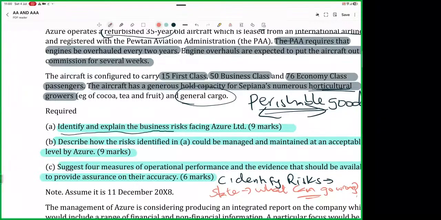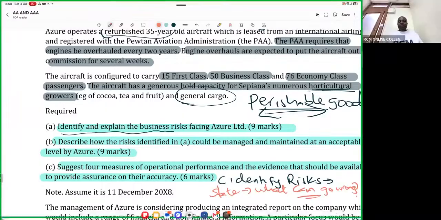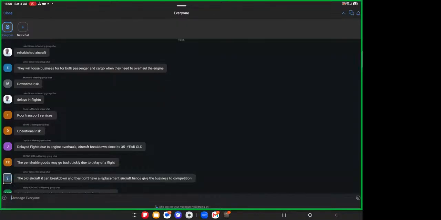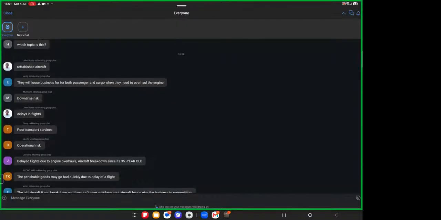Now they expect you, great student of mine, to give me the others pretty fast. Let me hear from you. What could go wrong in this company? Oh, great. Thank you so much. I can see your answer here. Refurbished aircraft, quite an old aircraft, they will lose business for both passenger and cargo when they need to overhaul the engine. Downtime risk, delays in flights, poor transport services.